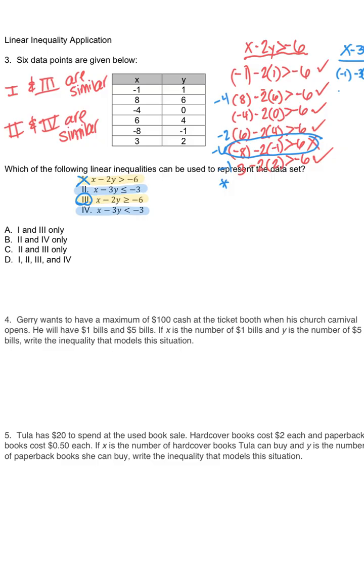Next one is 8. Then we have negative 3 times 6 is less than or equal to negative 3. Is that true? So 8 and negative 18, that would give us negative 10. Is negative 10 less than or equal to negative 3? Definitely less than. Let's go ahead and fill in the other one, negative 4. Then negative 3 times 0 is less than or equal to negative 3. Is that true? Well, negative 4 and 0, that's negative 4. Is that less than? Yes, it is.